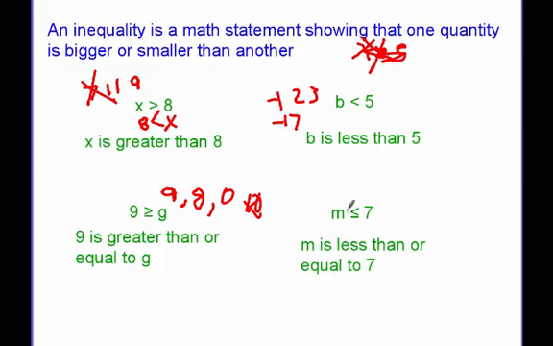And similarly, we have the less than or equal to symbol, saying m is less than or equal to 7. So m could be like 2, or 6, or -23. Because we have the equal to symbol, it could also be 7. So the difference here is this cannot be 5, this cannot be 8, but this can be 9, and this can be 7 because of the equal to symbols.